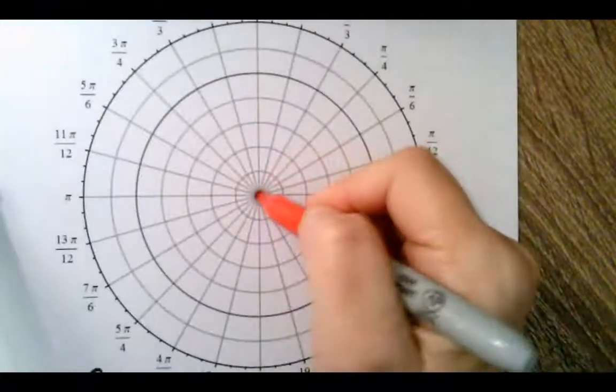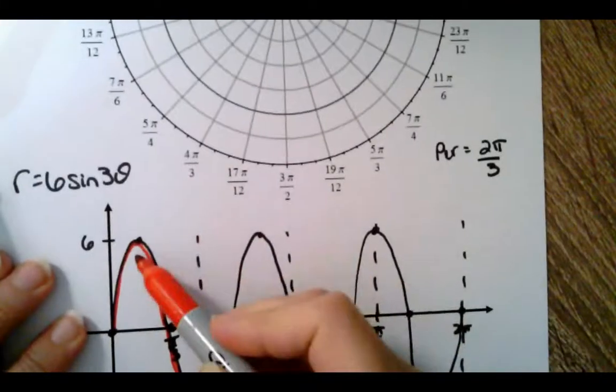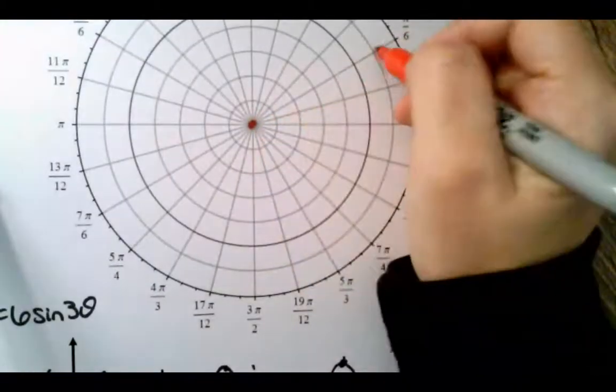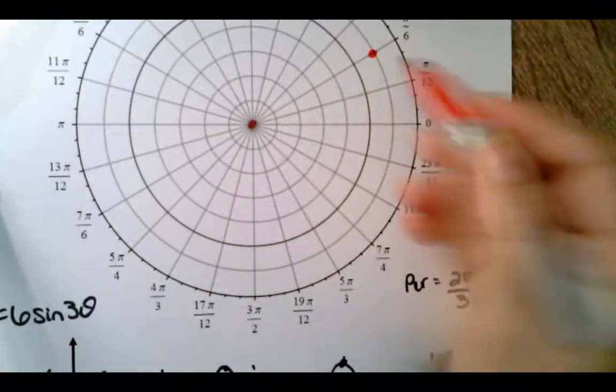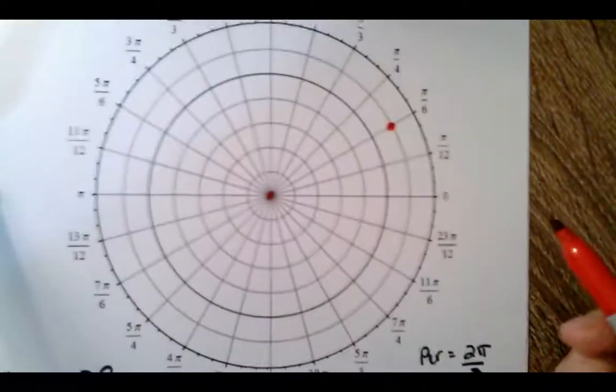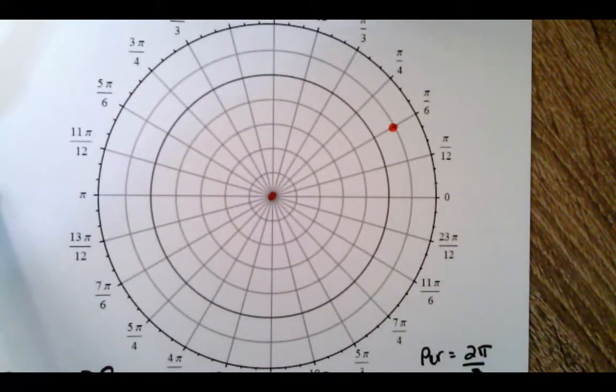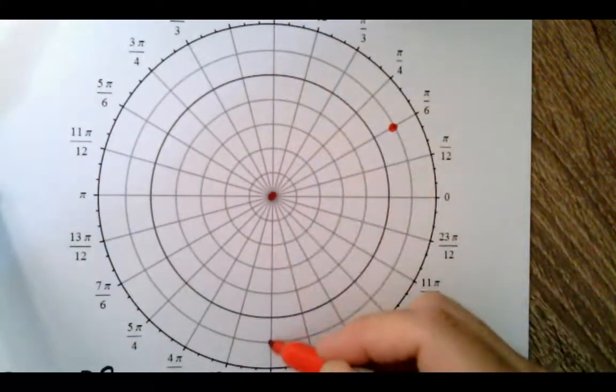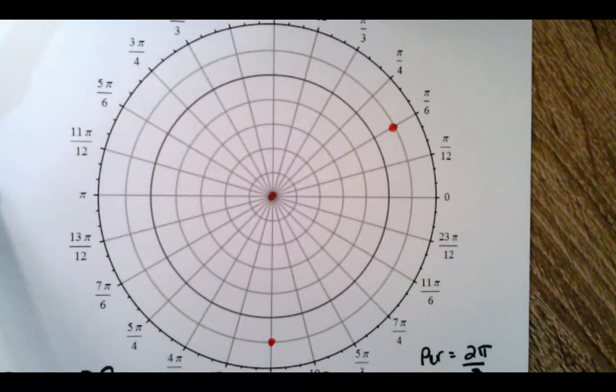So I'm going to plot these points up here. We're starting at the pole. We reach this maximum of 6 halfway to pi over 3, which of course would be at pi over 6. We'll be out here at 6. By pi over 3, we'll be back to the pole, and by pi over 2, we'll be at -6. So here's pi over 2. This point is -6.